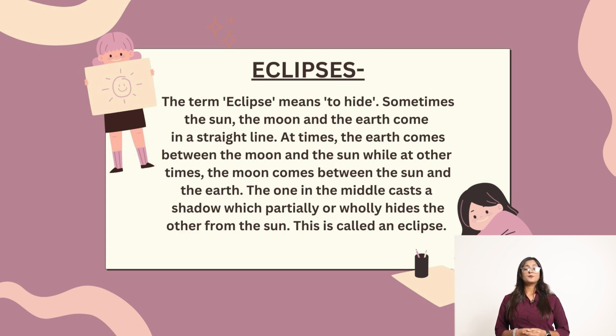Eclipses. The term eclipse means to hide. Sometimes the sun, the moon and the earth come in a straight line. At times the earth comes between the moon and the sun, while at other times the moon comes between the sun and the earth. The one in the middle casts a shadow which partially or wholly hides the earth from the sun. This is called an eclipse.